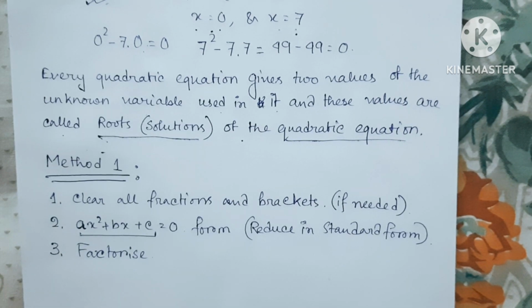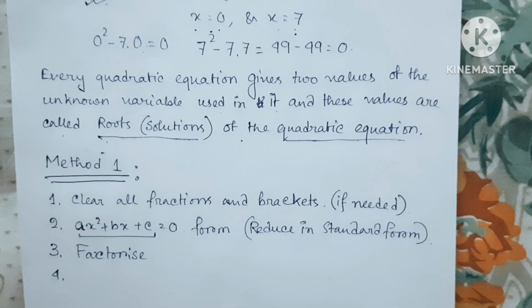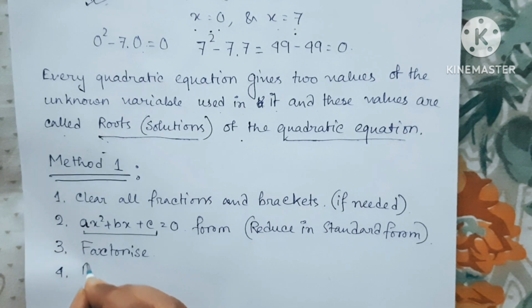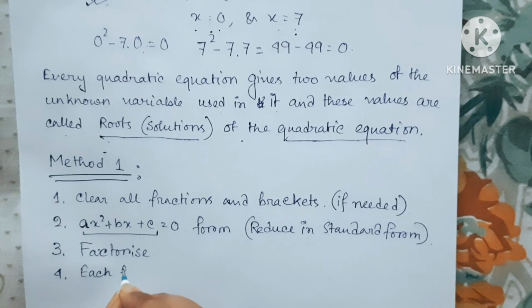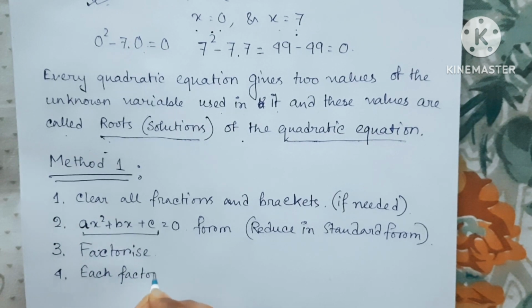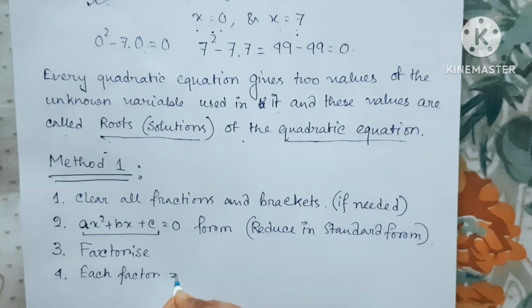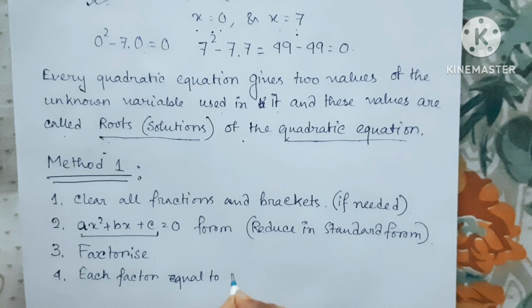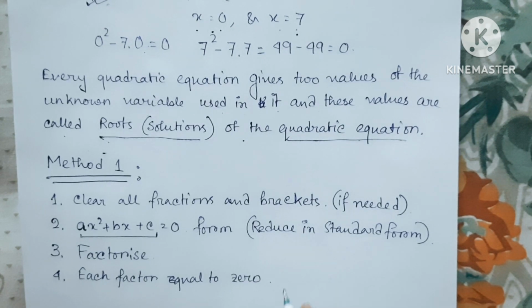And the fourth step is you have to put each factor equal to 0 and solve.